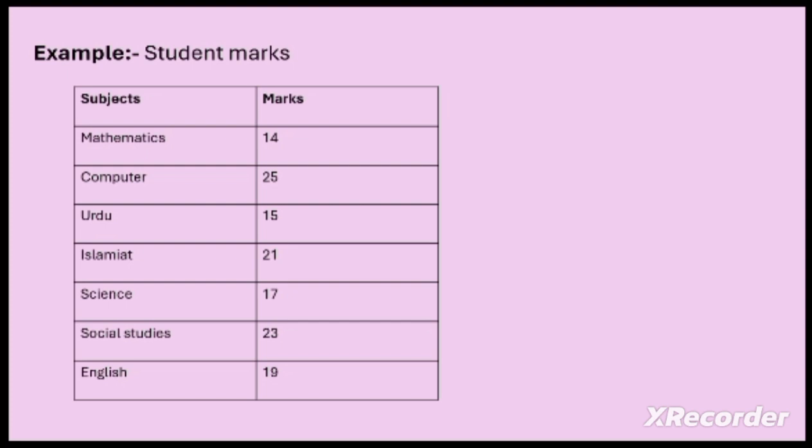Now let us move towards the next slide. Now I have mentioned over here all the marks which the student has got in different subjects. The first entry is 14, the second entry is 25, the third entry is 15, the fourth entry is 21, the fifth entry is 17, the sixth entry is 23, and the last entry is 19.